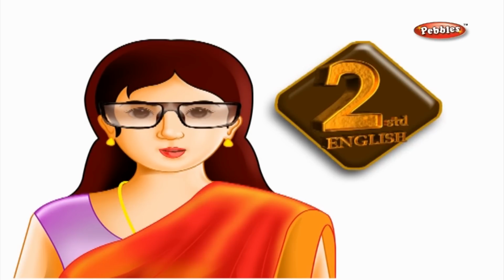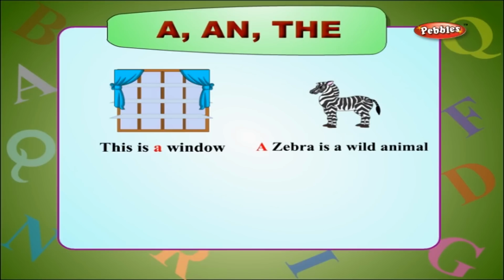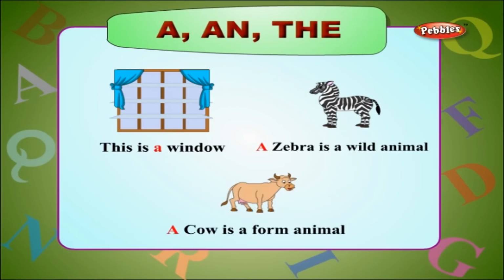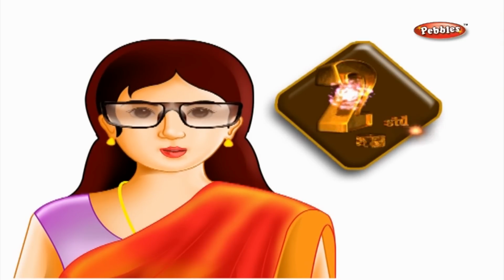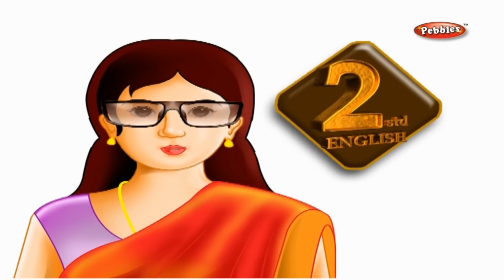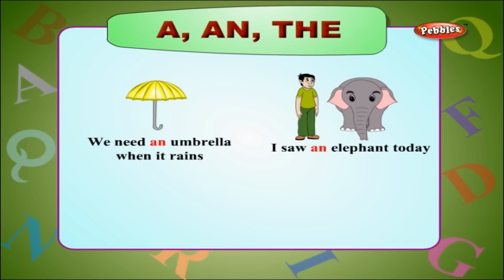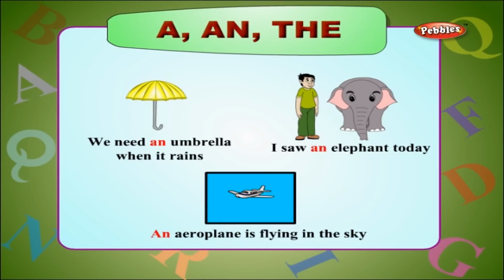Let us see some examples to learn where to use a. This is a window. A zebra is a wild animal. A cow is a farm animal. Now, let us see some examples to learn where to use an. We need an umbrella when it rains. I saw an elephant today. An aeroplane is flying in the sky.